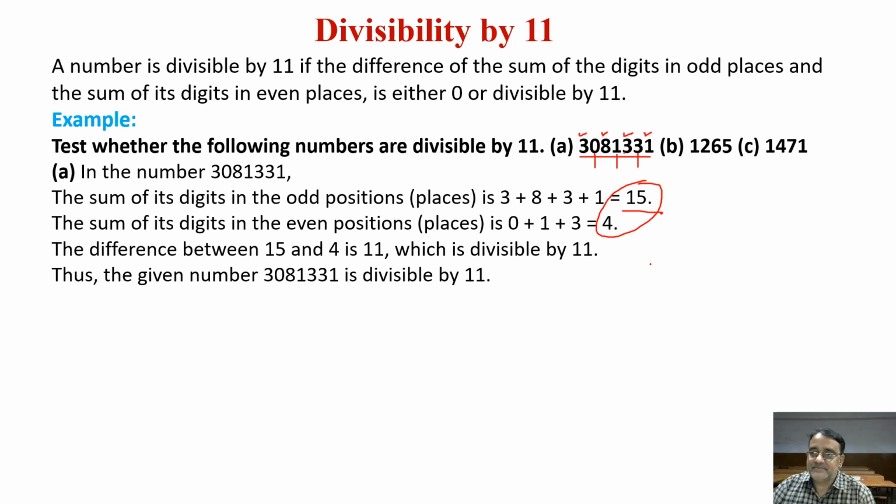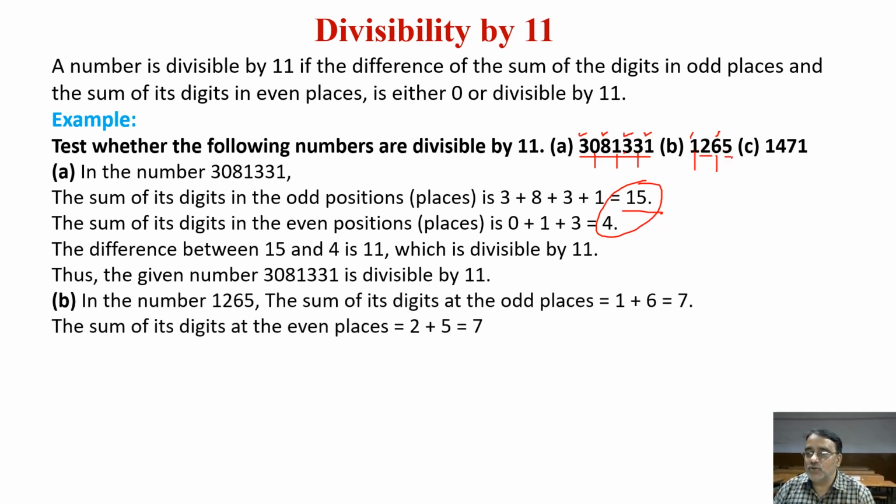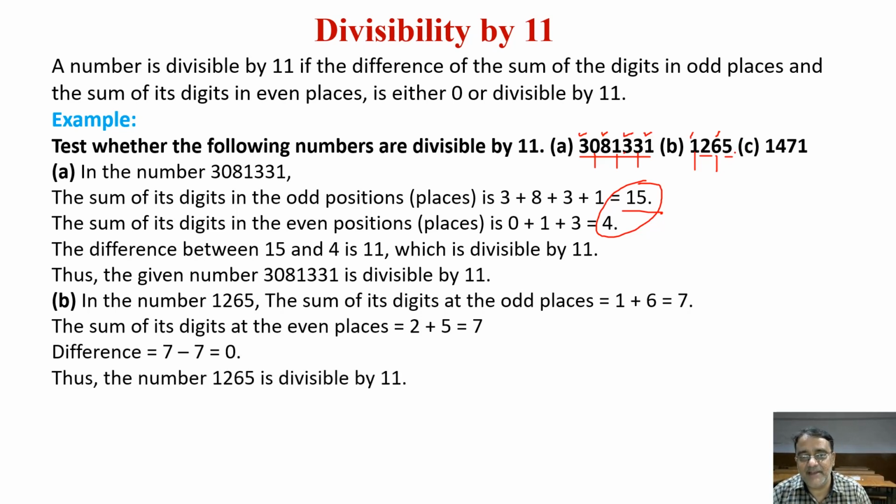अभी नेक्स्ट नंबर में देखो 1 3, तो ये ऑड प्लेस हो गया, 1 + 6, और इवन प्लेस में आ रहा है 2 और 5, ये भी 7 हो गया. सो दोनों 7 हो गया, द डिफरेंस इज 0, सो देयरफॉर दैट नंबर इज ऑल्सो डिविजिबल बाय 11.